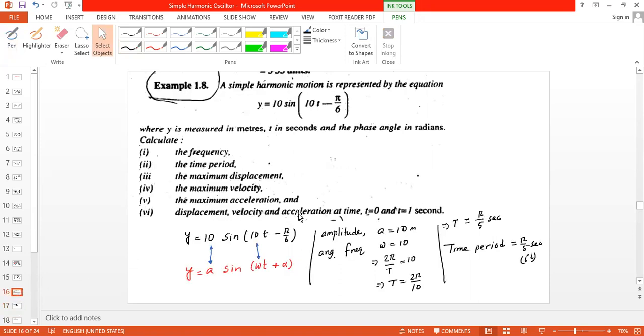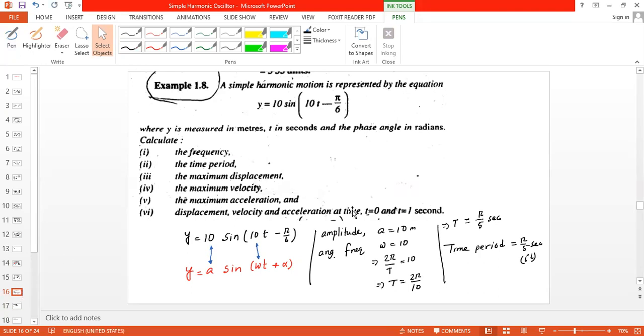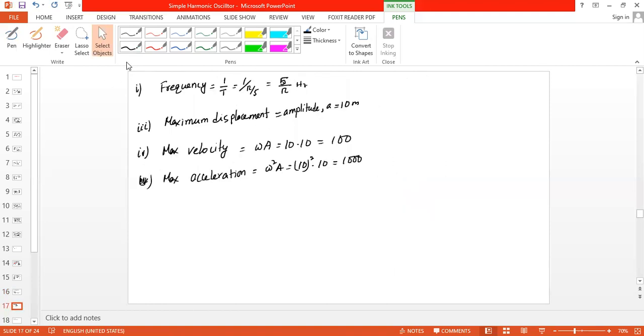Then the displacement, velocity and acceleration at time t equal to 0 and 1 second. At time t equal to 0 second, what is the displacement, what is the acceleration, and what is the velocity? Again, we have to find the same thing for time t equal to 1 second. So part 6 is a bit lengthy math.